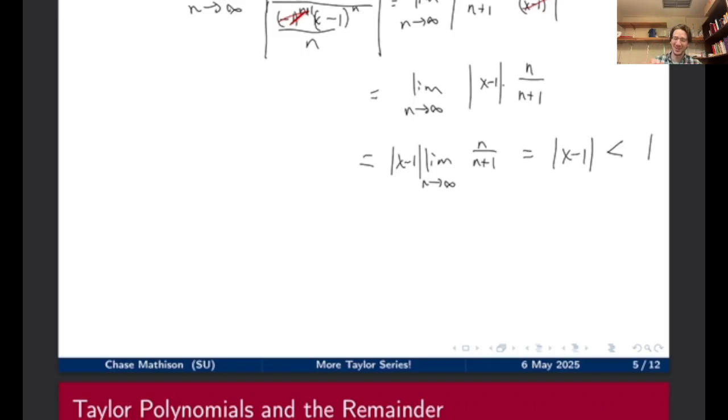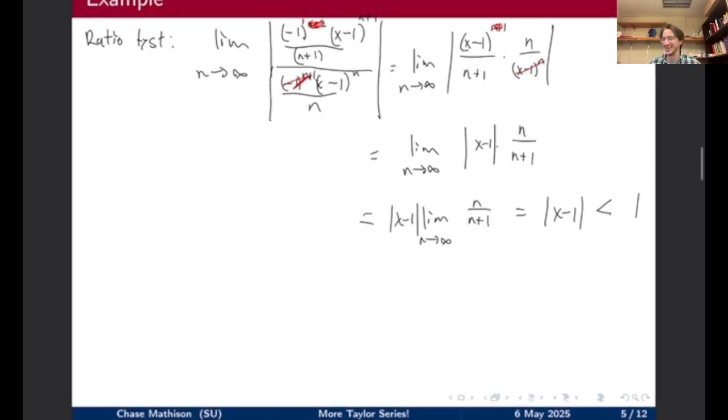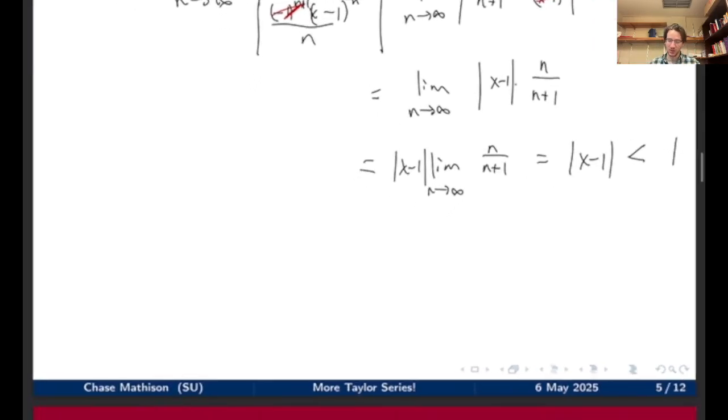So now that I've correctly done that, if you did that and then erased what you had because of something I did incorrectly, I apologize, but trust yourself. Okay, so now this is the correct work for the ratio test.